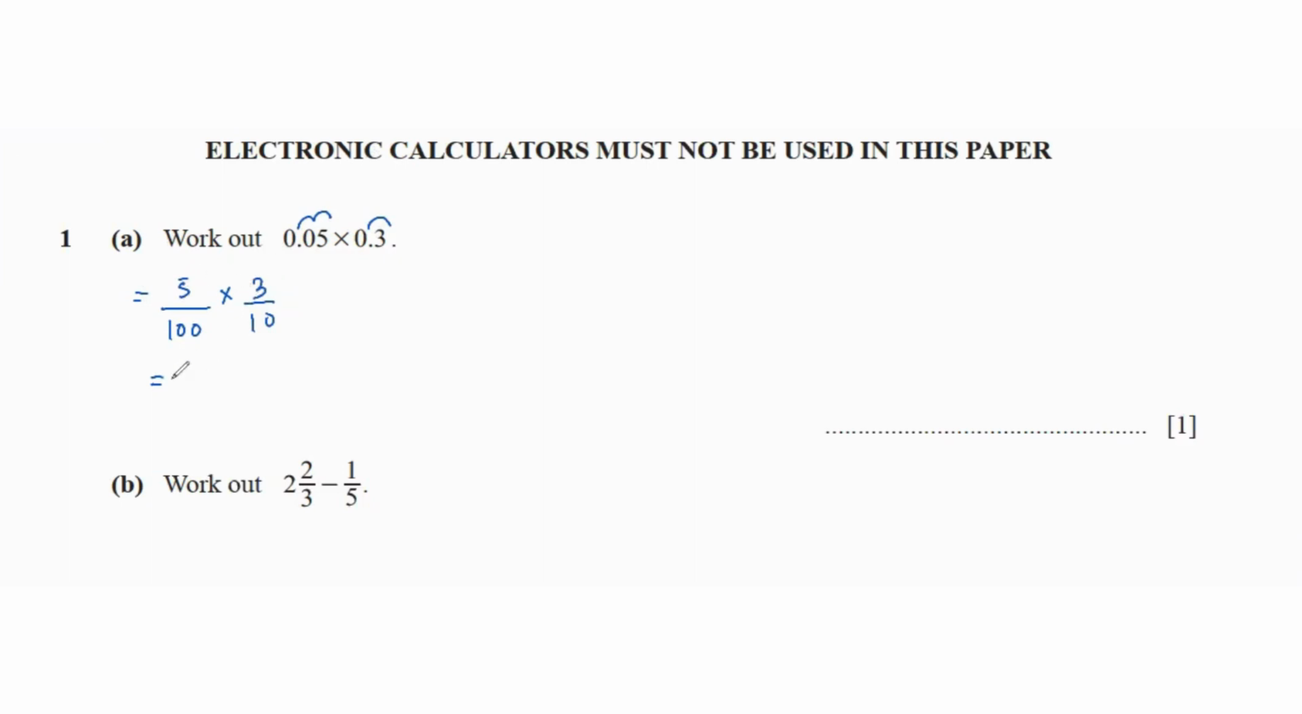Multiply the numerators to each other. So that's 15. And the denominators to each other, 1000. Now we move the decimal 3 places to the left. So 0.015.